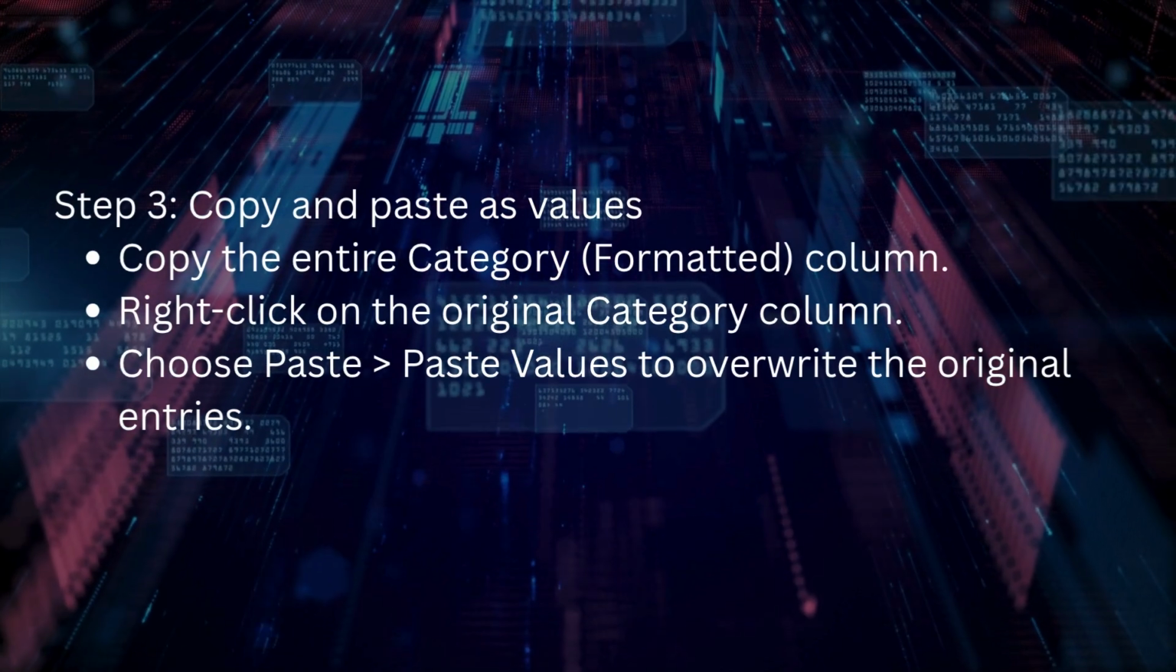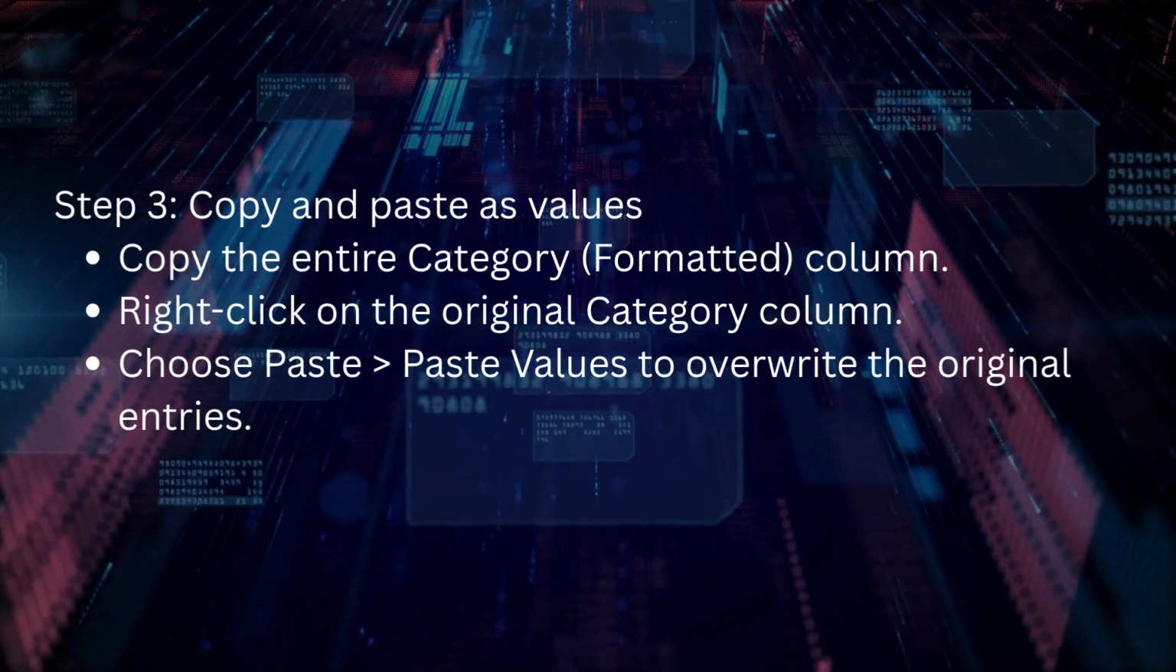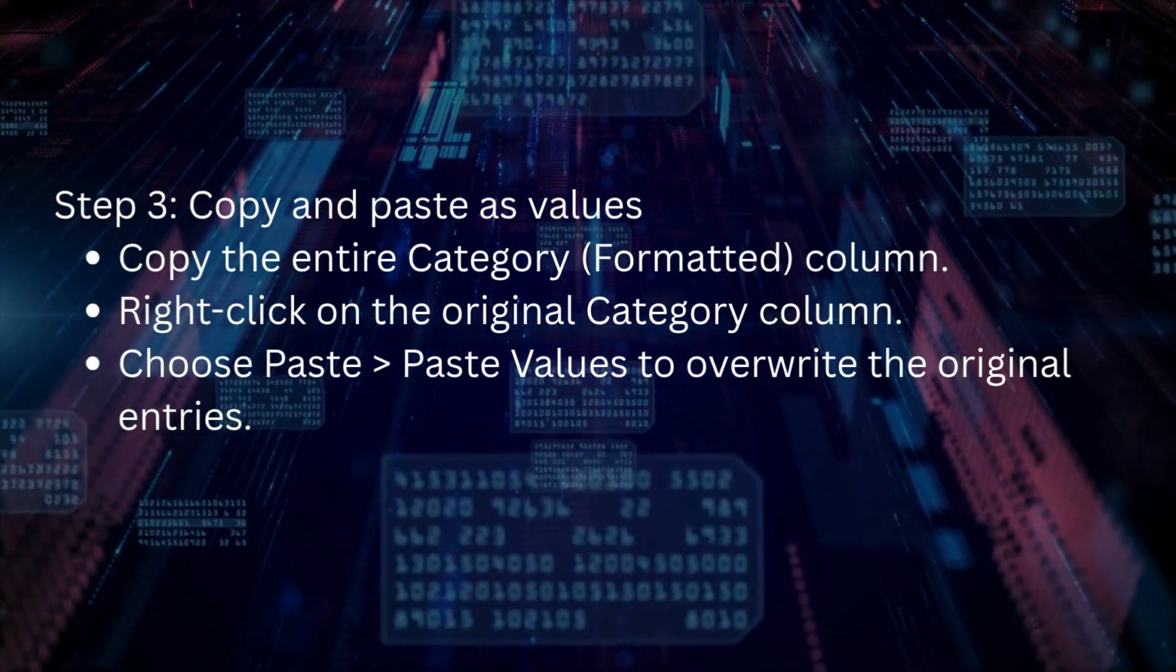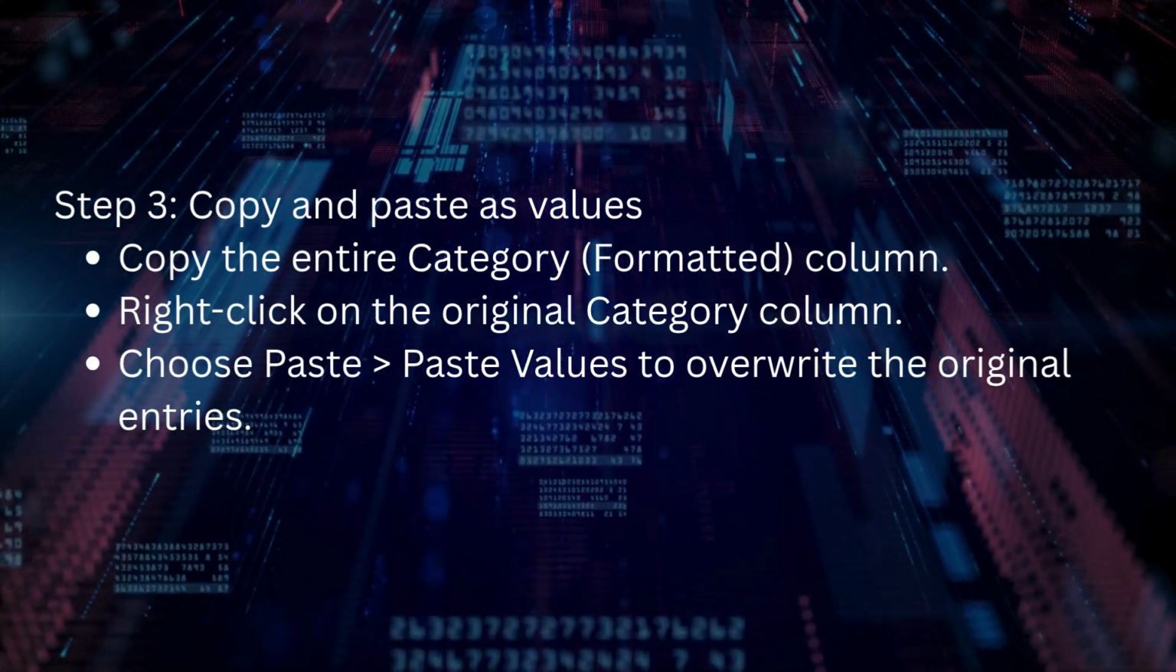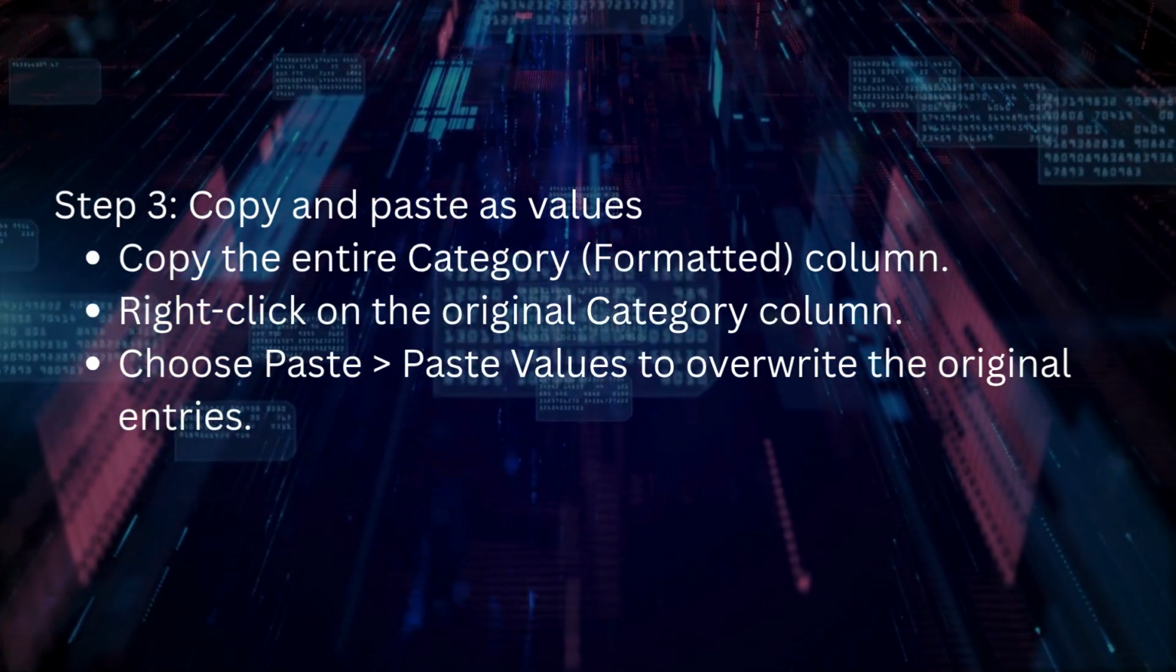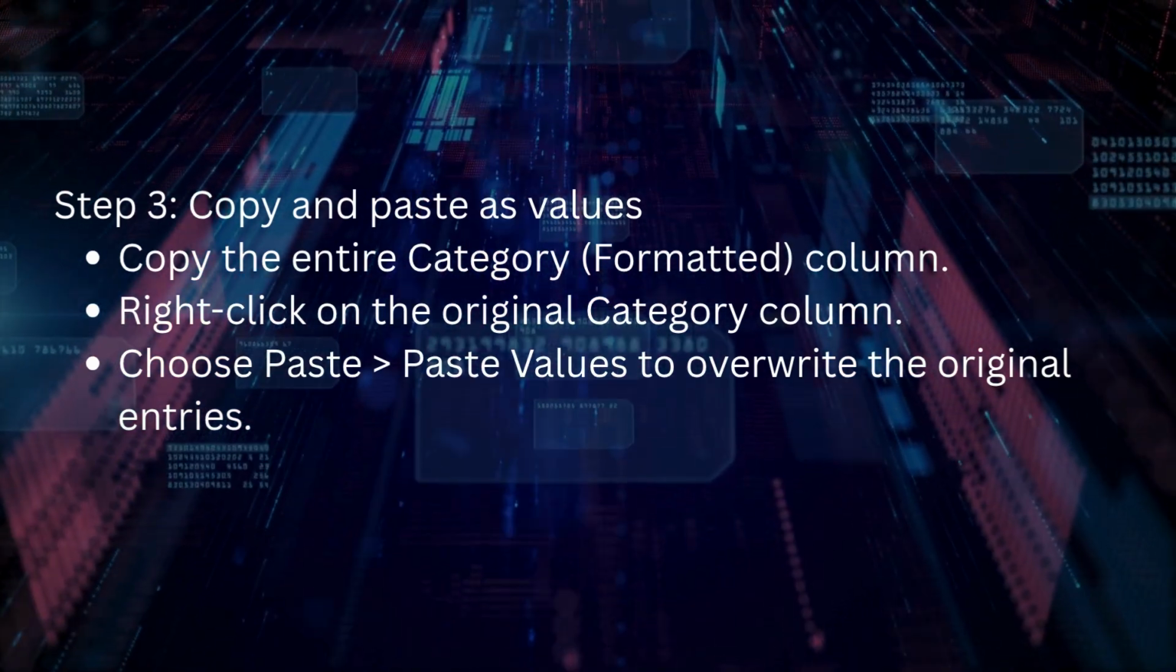Step 3. Copy and paste as values. Copy the entire category, formatted, column. Right-click on the original category column. Choose Paste values to overwrite the original entries.